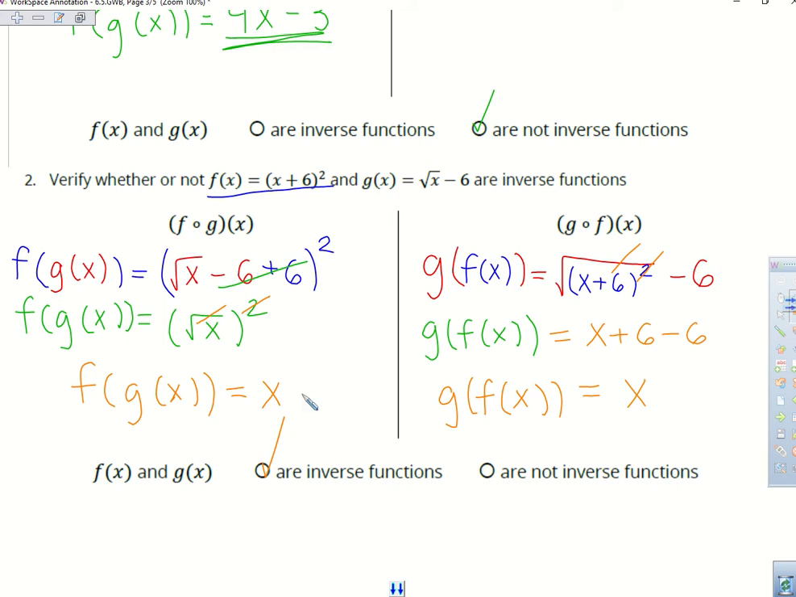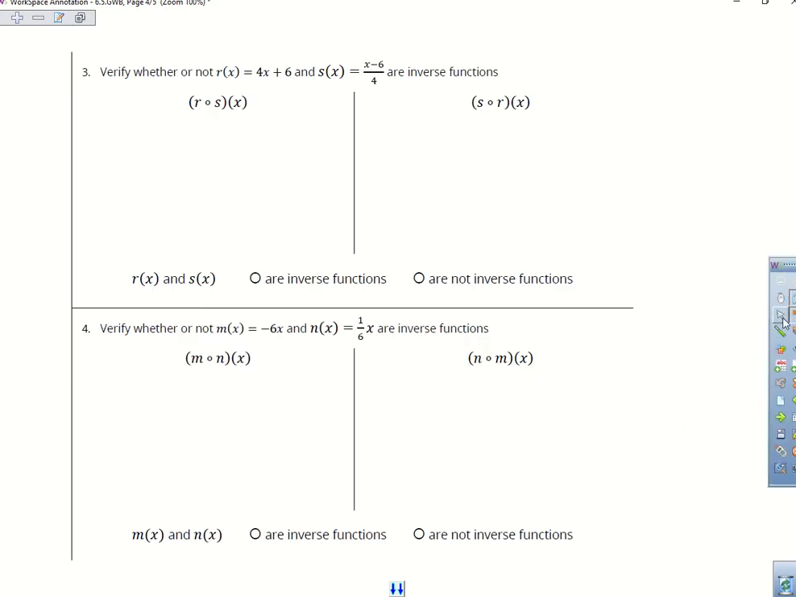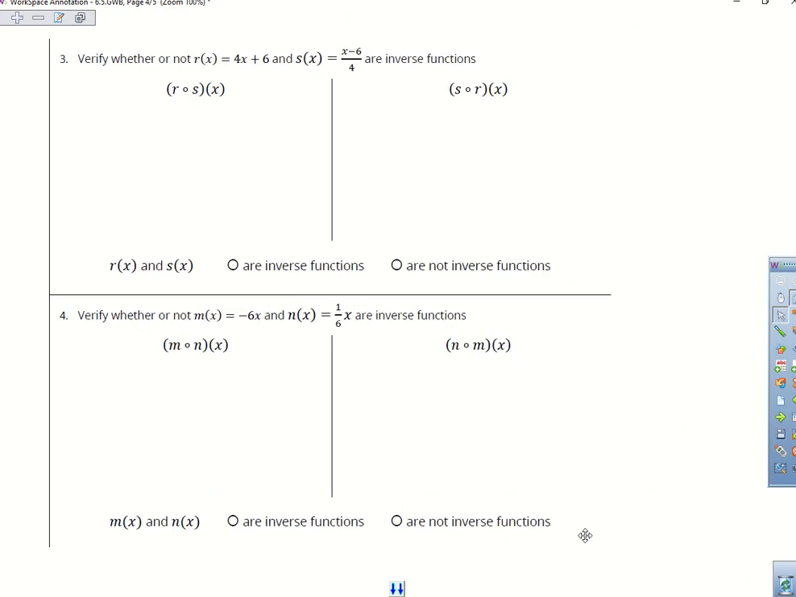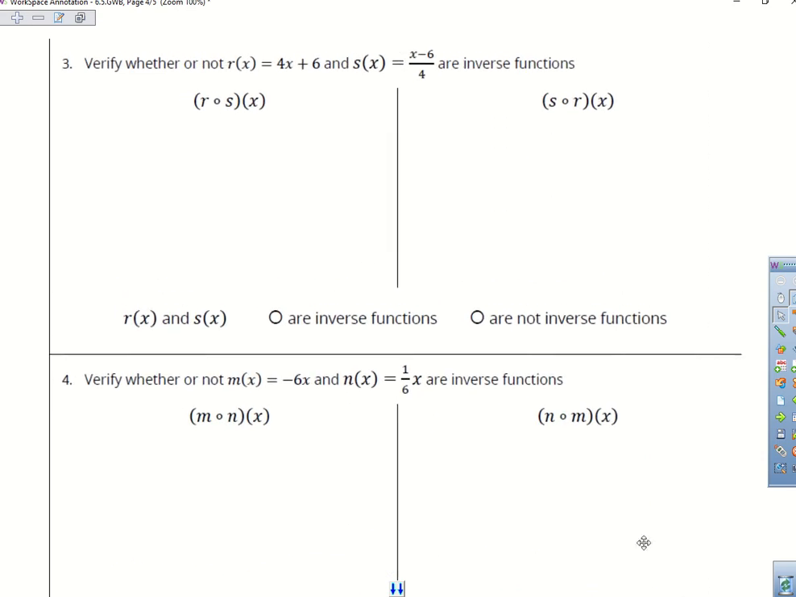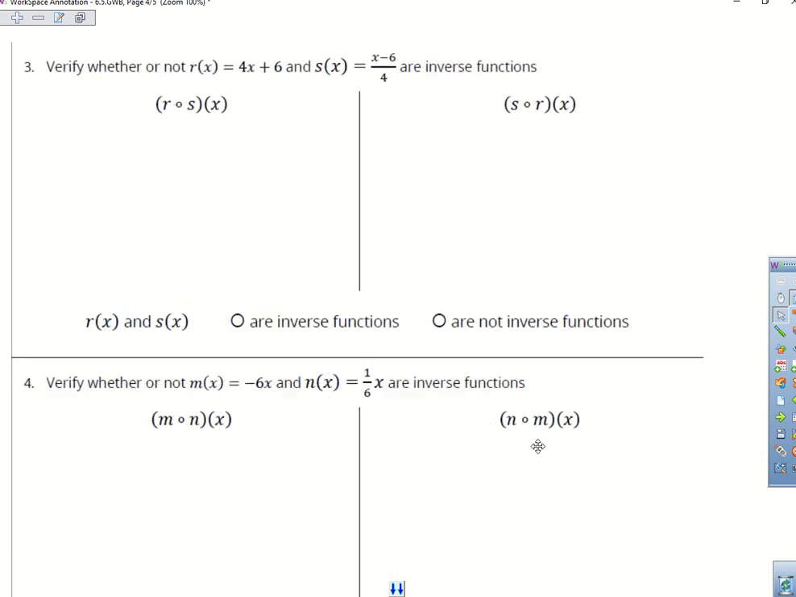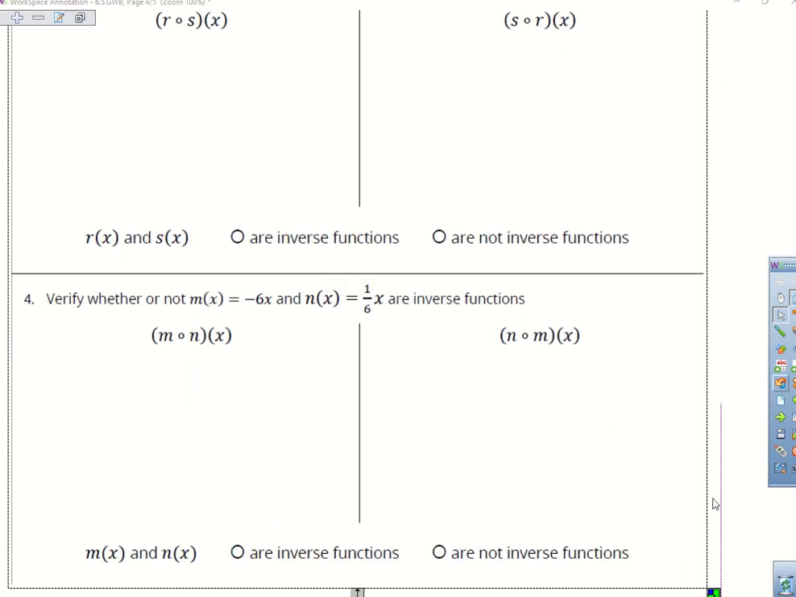So far, so good? Cool. All right, moving on then. We're going to go ahead and try 3 and 4. I can make these a little bit bigger for you so you can see better.